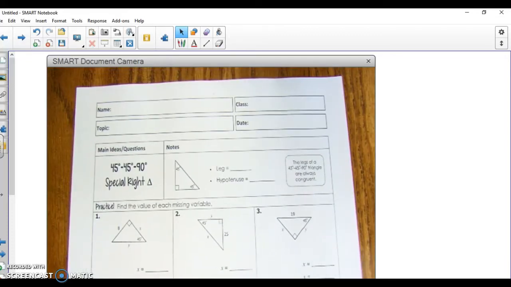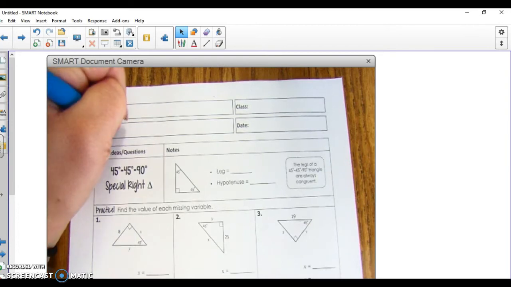Alright, so today we're going to be learning about some special right triangles. So we have two different kinds of special right triangles. Our first one that we're going to talk about is a 45, 45, 90.